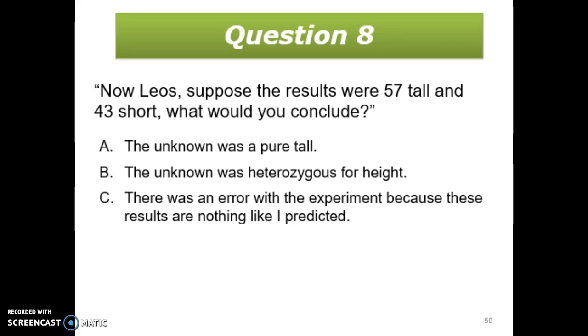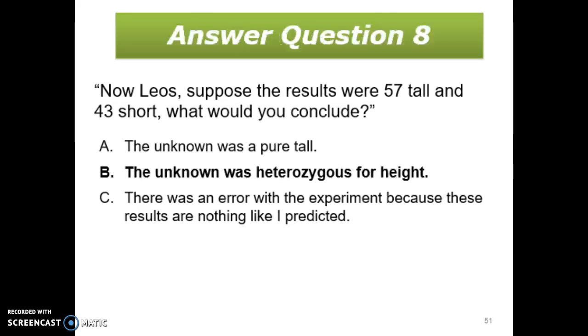So can you conclude the genotype of that unknown tall plant based on this observation? Think about it. Gregor Mendel could make a conclusion, so you will be able to too. So take a minute and think about that and then move on. What Gregor Mendel concluded was, yes, the unknown was heterozygous for height. That means one capital T and one small t.